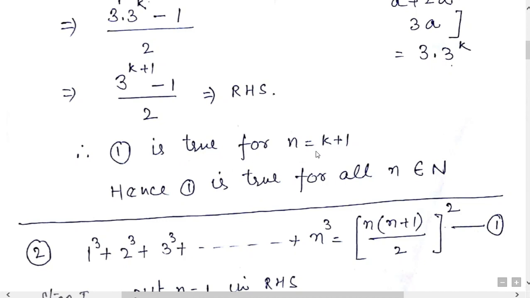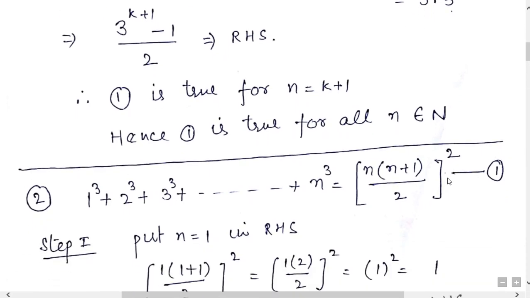Therefore, number 1 is true for n is equal to k plus 1. Hence, number 1 is true for all n belongs to natural number. I repeat again. The first step is n is equal to 1. The second is n is equal to k. And the third step is n is equal to k plus 1. Third step is the most important step.